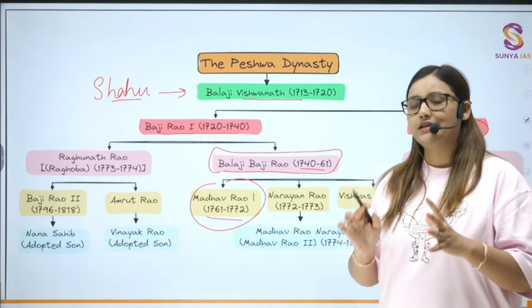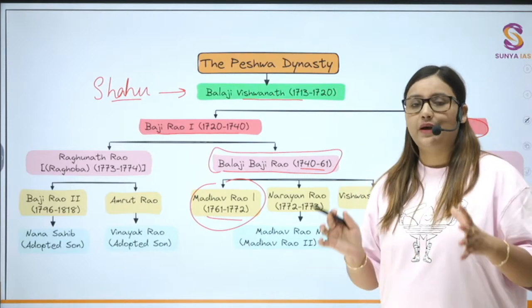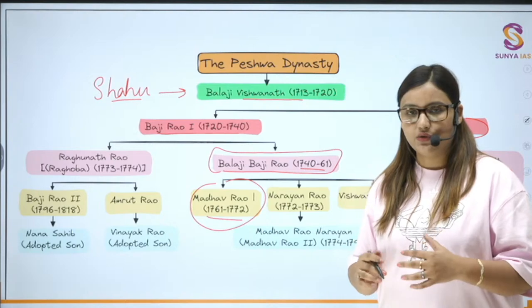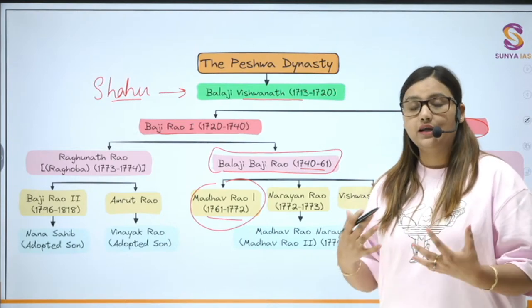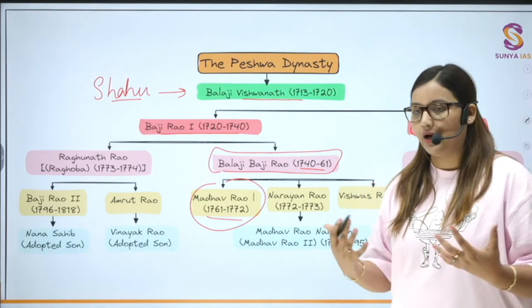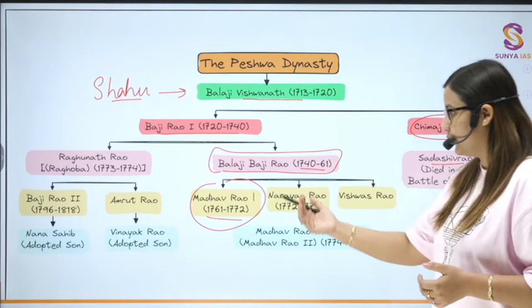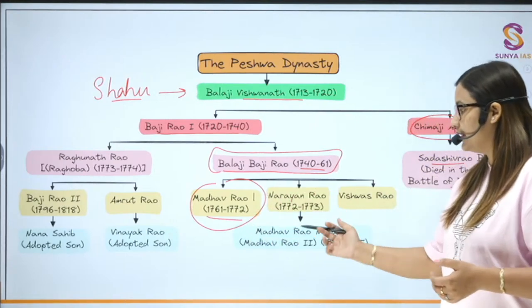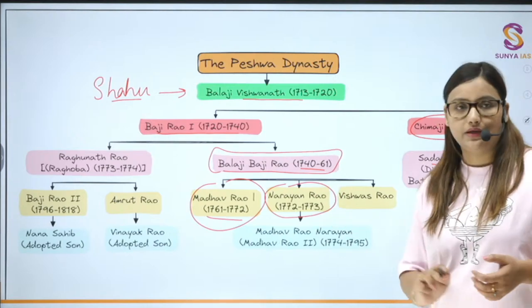For 10 years he led the Peshwaship, and he followed a very good policy to consolidate the power and regain some territories back to the Marathas. So he was a very good Peshwa. After his death, his brother Narayan Rao became the next Peshwa.